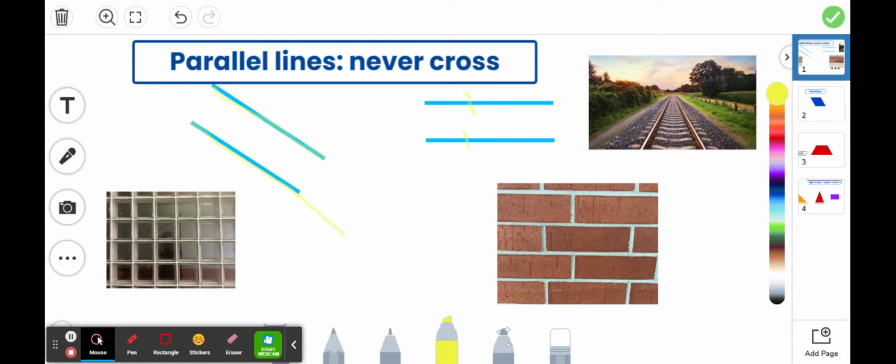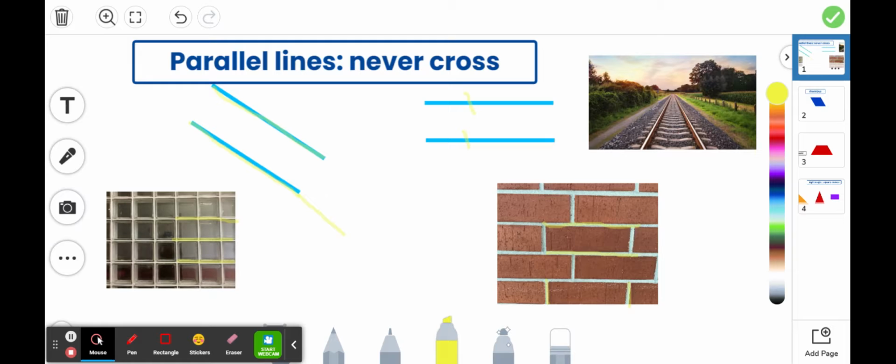The blue lines are parallel. Those lines are never going to cross. If you look around your house or outside, I bet you'll find some parallel lines. So this line is parallel to this line, and this line is parallel to this line, and those are bricks. The same with the glass squares. All of these lines are parallel. Those lines are never going to cross.